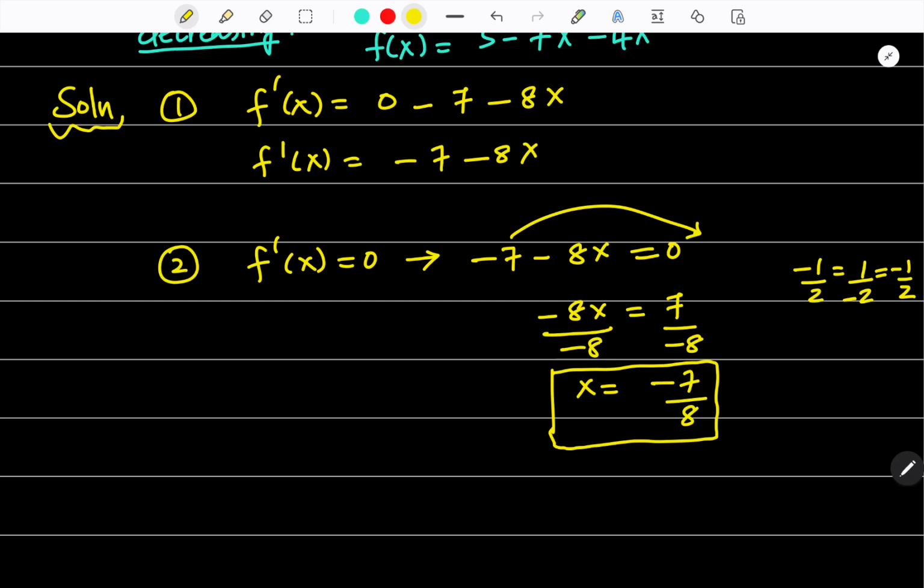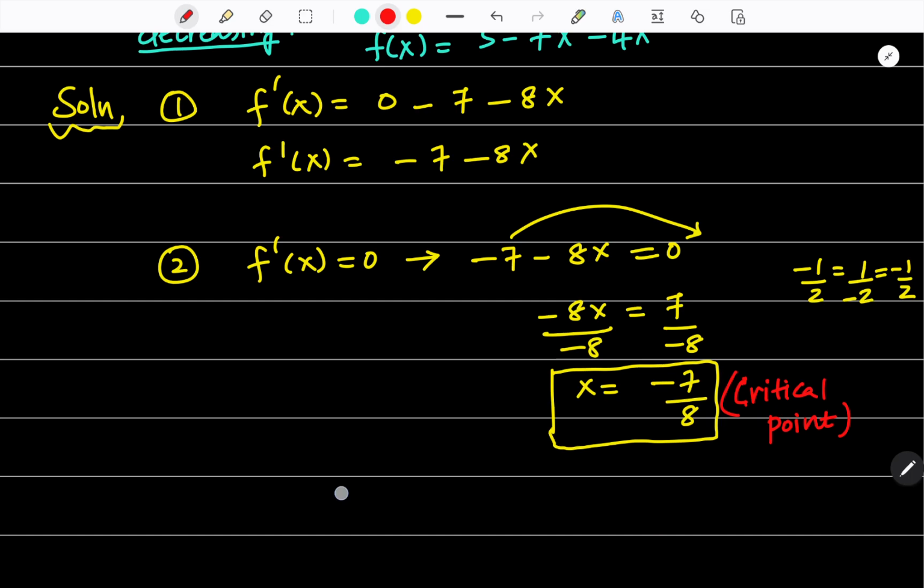Right. So step number 1 is you are going to find the derivative, and step number 2 is you are going to make f dash of x equals 0. And what is the name of this point? This point is called critical point. When you put f dash of x equals 0, then it is called critical point. Okay, everybody? This is critical point.